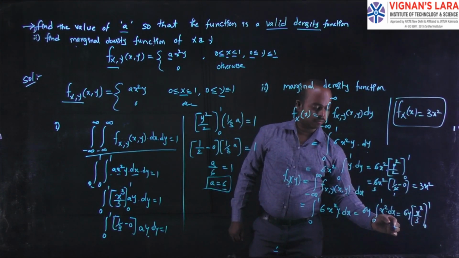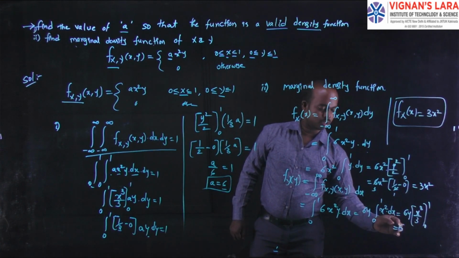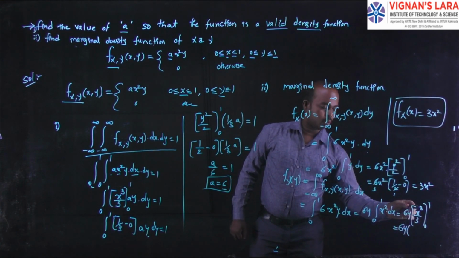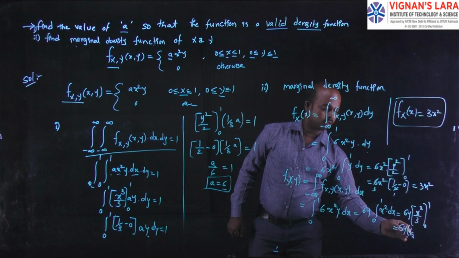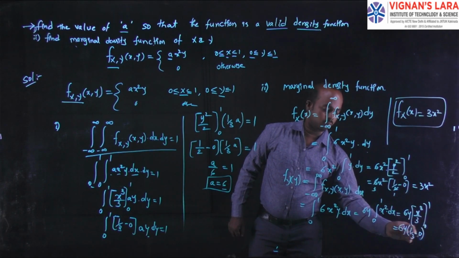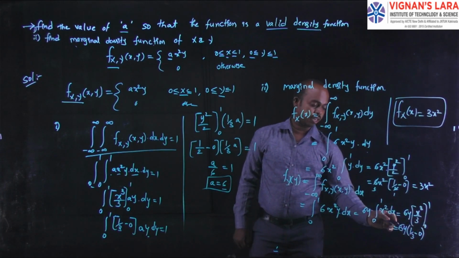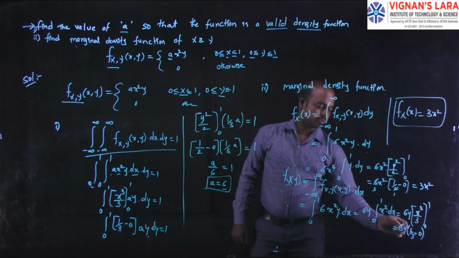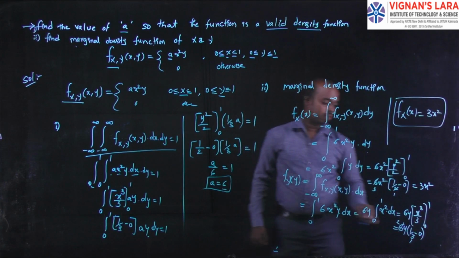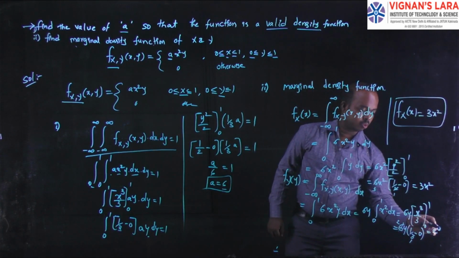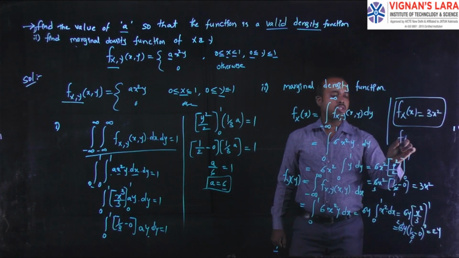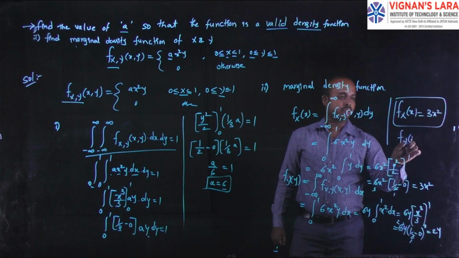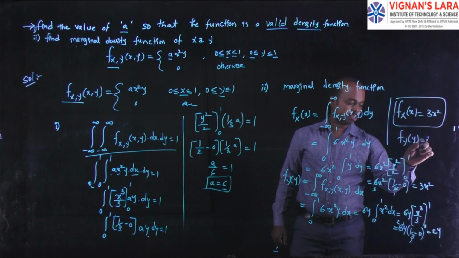Now you can substitute the higher limit and lower limit in this one. You can write 6y into 1 by 3 minus 0. Here you can cancel the 3, 2 times, 3 1 times. The value is 2y. The marginal density function of random variable y is 2y.